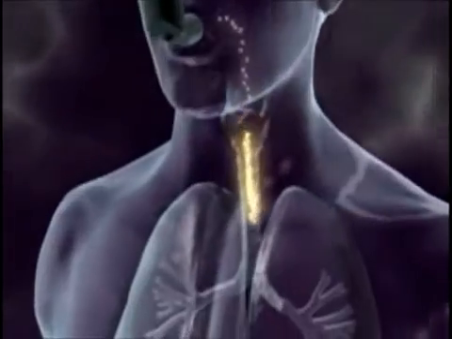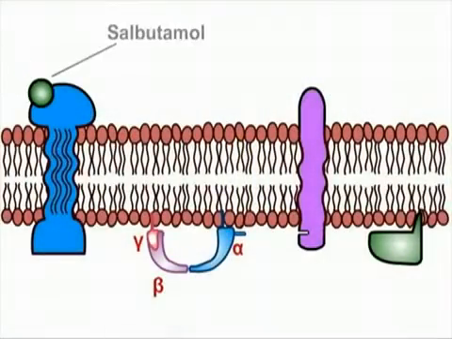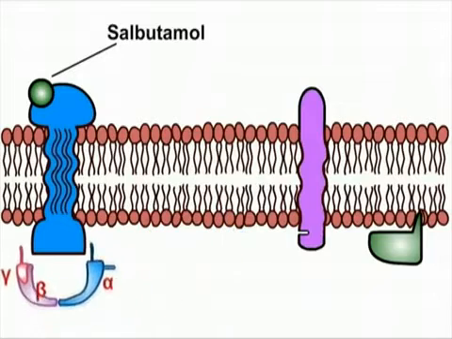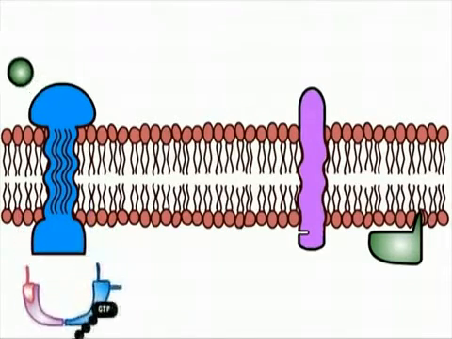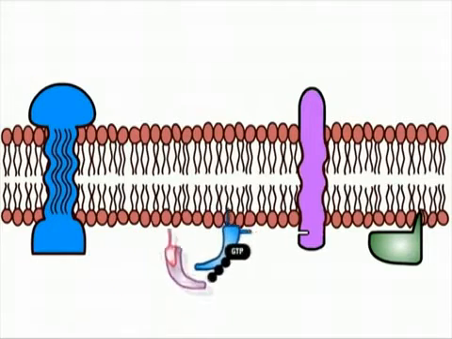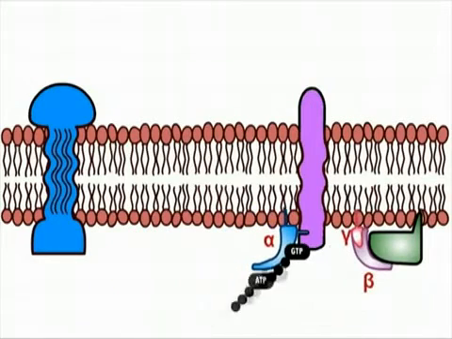In patients suffering from wheezes, salbutamol is given. This reacts with the beta-adrenergic receptor of the G protein that results in the activation of the cAMP pathway. As a result, bronchodilation of the pathways occur.